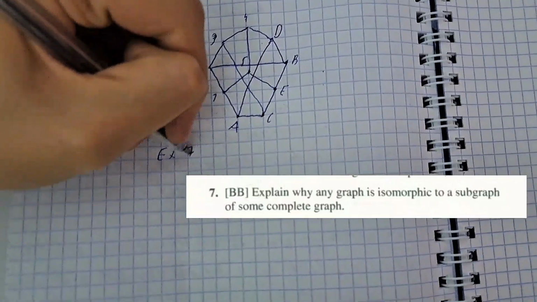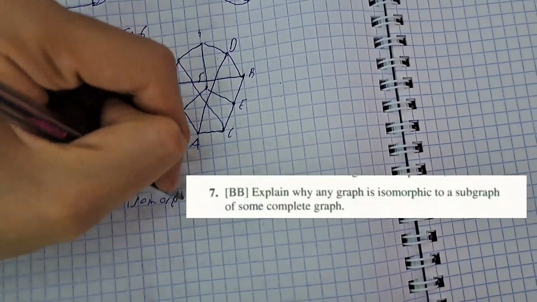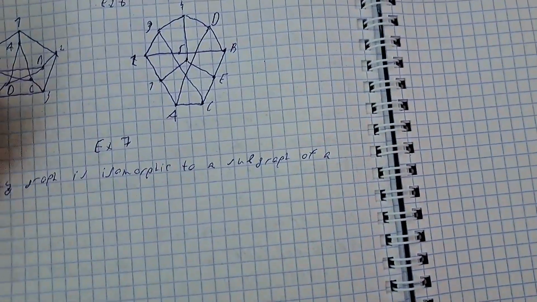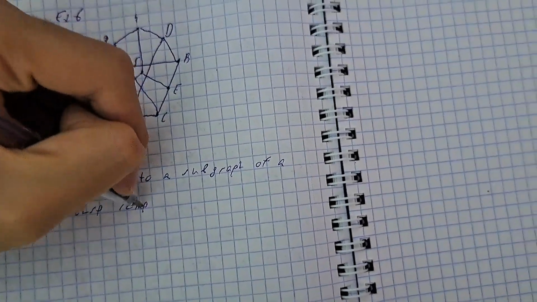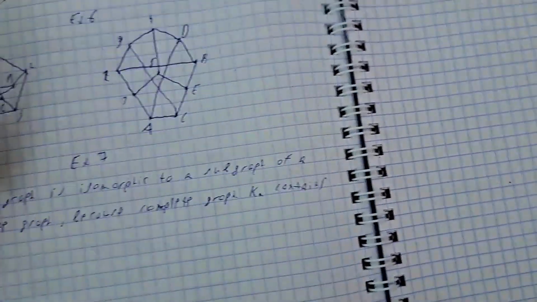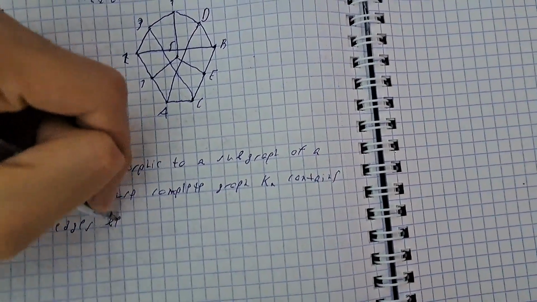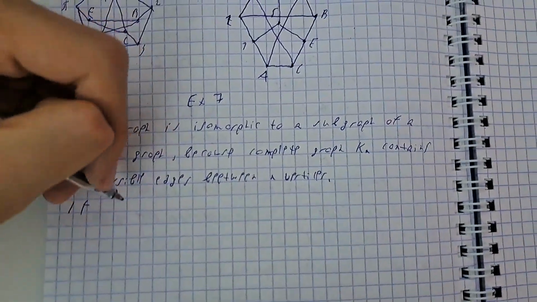Next, exercise 7, we should explain why any graph is isomorphic to a subgraph of some complete graph. Any graph is isomorphic to a subgraph of a complete graph because the complete graph Kn contains all possible edges between n vertices. If we take Kn and remove the edges that are not present in our graph, we obtain a subgraph isomorphic to the original graph.